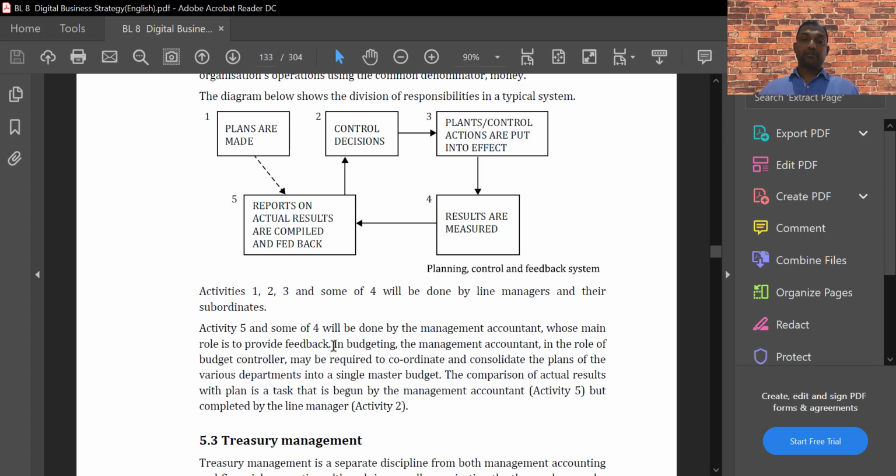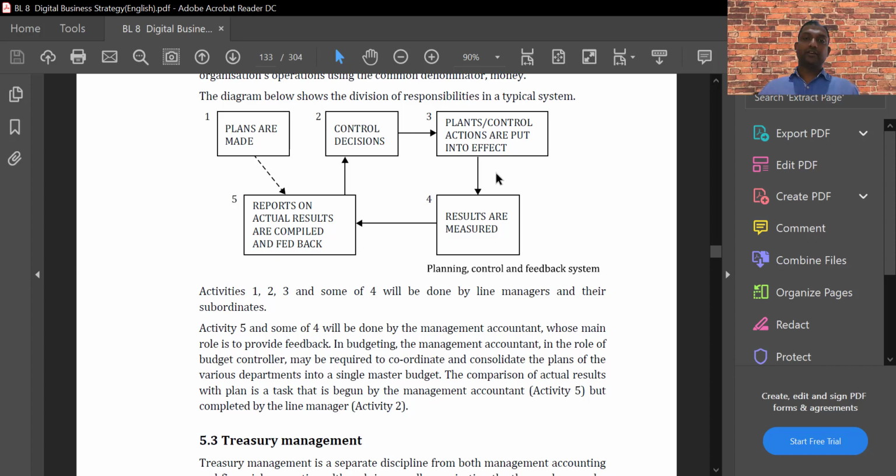So in budgeting, the management accountant in the role of budget controller may be required to coordinate and consolidate the plans of various departments into a single master budget. So the comparison of actual results with plan is a task that is begun by the management accountant, activity 5, but completed by the line manager, activity 2. So this is a set of activities which are happening throughout.